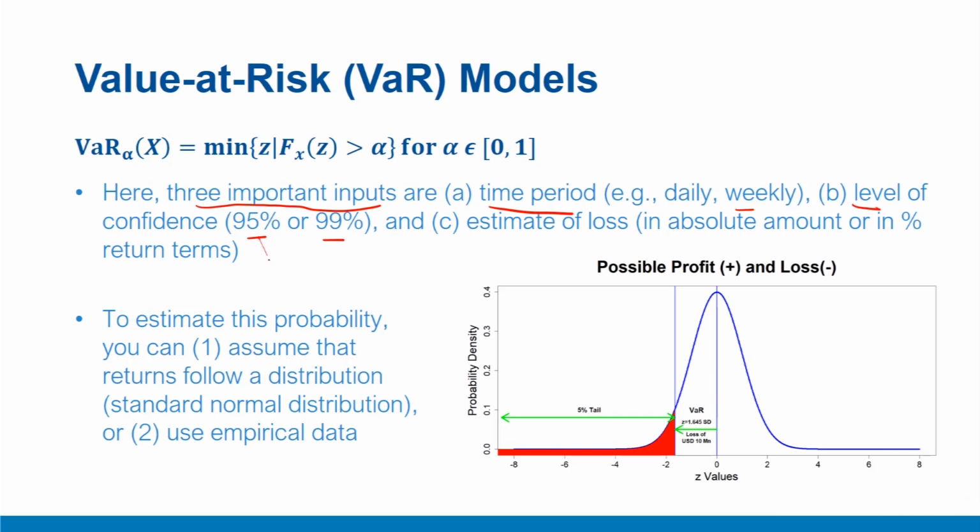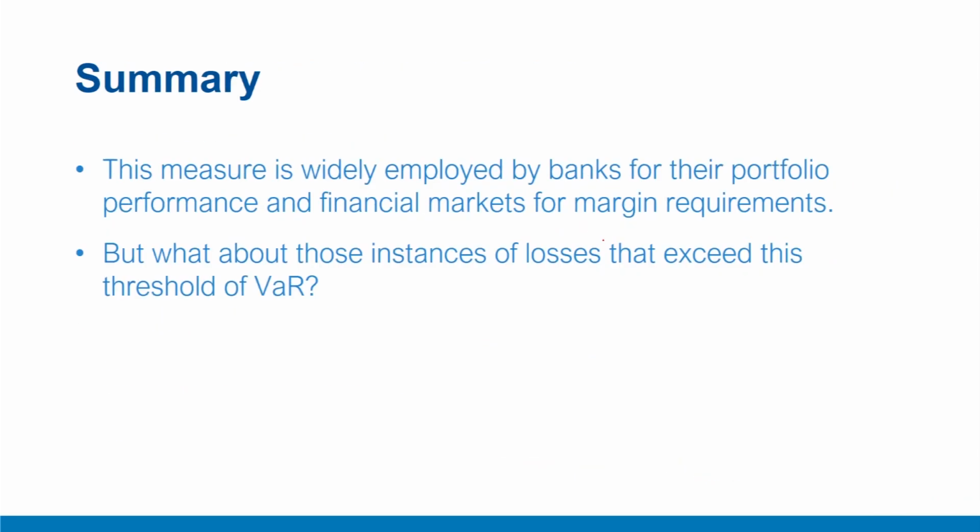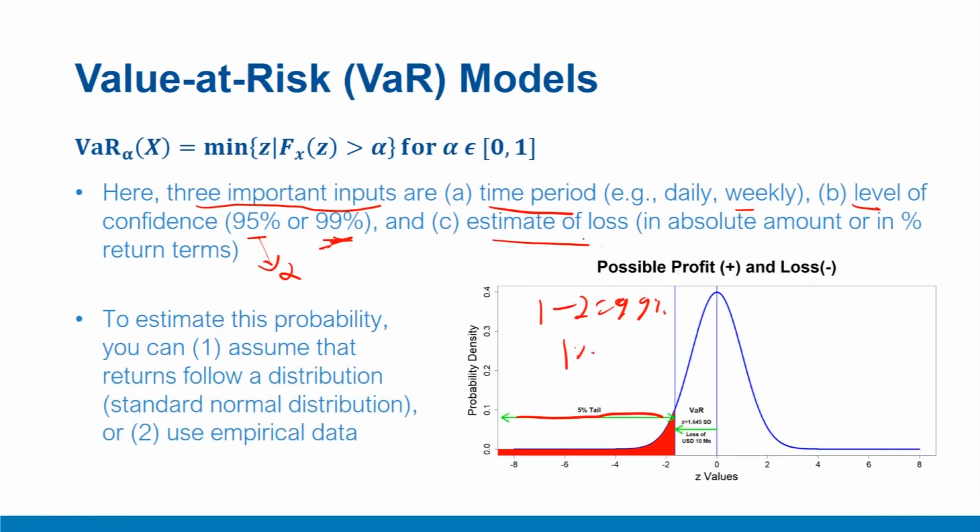In that case, if confidence is 95%, then that alpha value, in the previous case, it was 5%. And if you take a confidence level of 99, then by the same logic, your tail probability that you are examining will be 1%. That is, 1 minus alpha will be 99%, then alpha will be 1%. And lastly, the estimate of loss in absolute terms, which was $10 million in absolute term, or in percentages term.